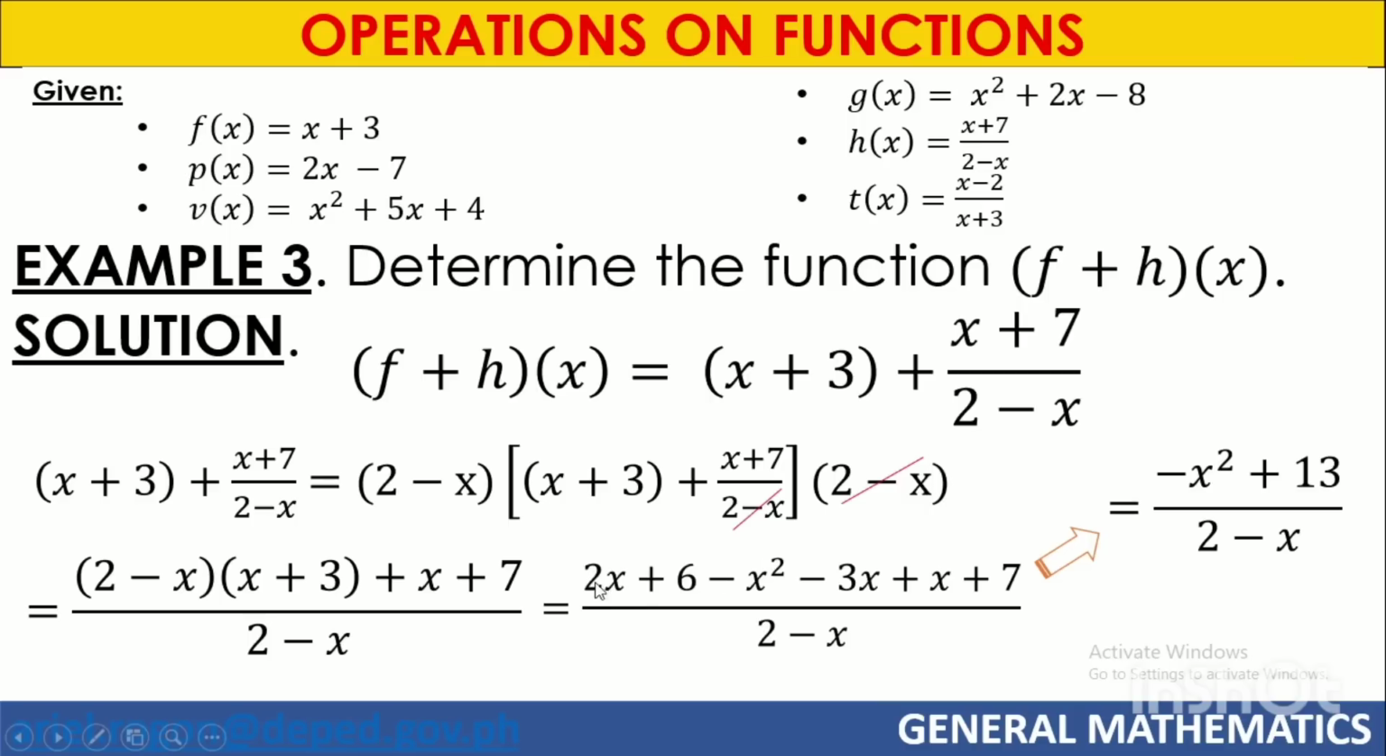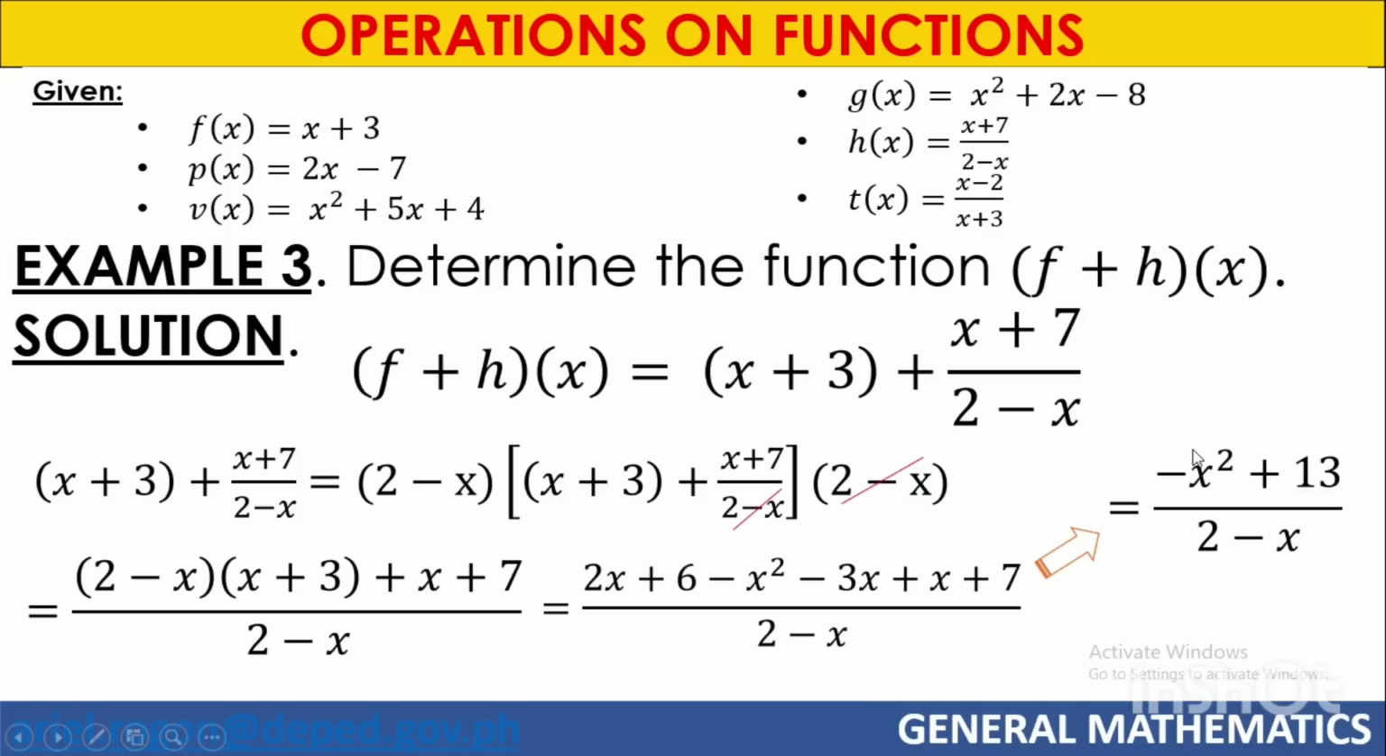And then, pagsamahin natin si 2x minus 3x plus x. 2x minus 3x, negative x plus x, 0. So, nawala na. Ito na lang, 6 plus 7, 13. Ayaw natin na negative yung nasa unahan, no?